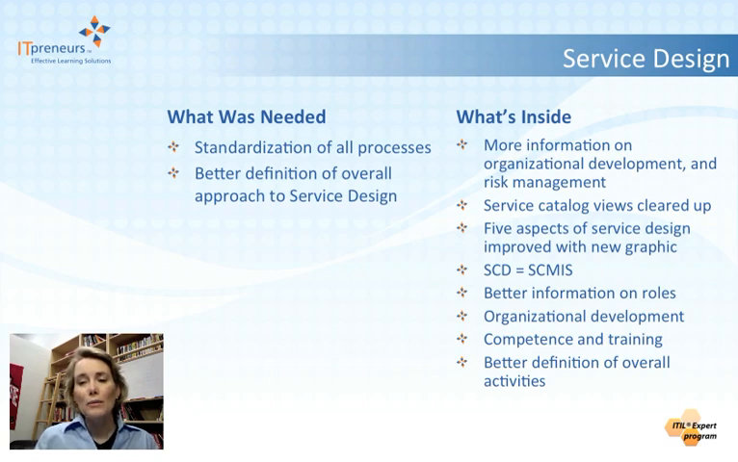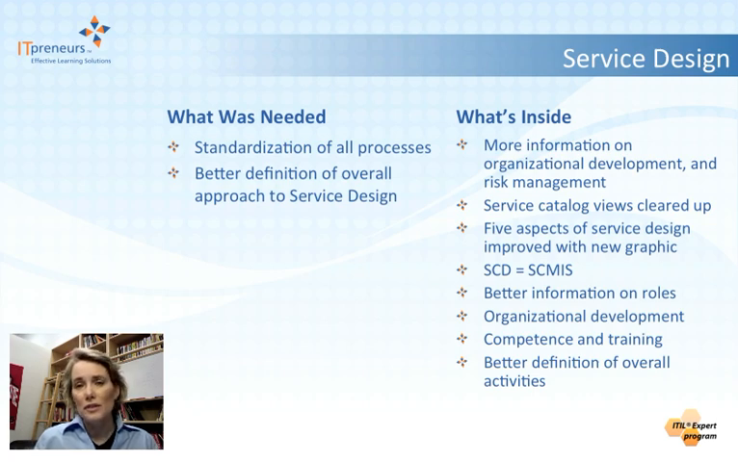So what we got was better information on organizational development and risk management. The service catalog has been cleared up. It's no longer really two separate entities, which really came out of the previous books, the business service catalog and technical service catalog. Now it's just two views of the same information, which is much more representative, I think, of what we see in the market space. There is also better improvement around the 5 aspects of service design.